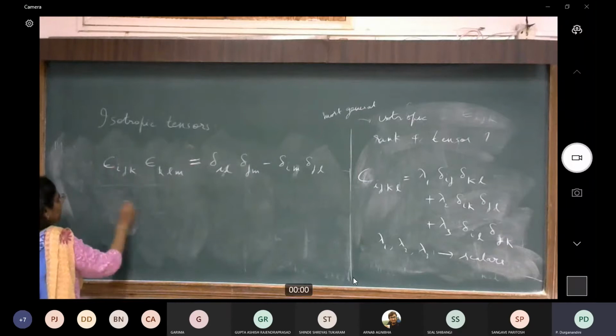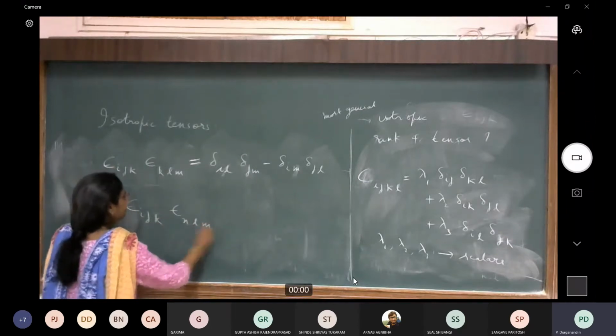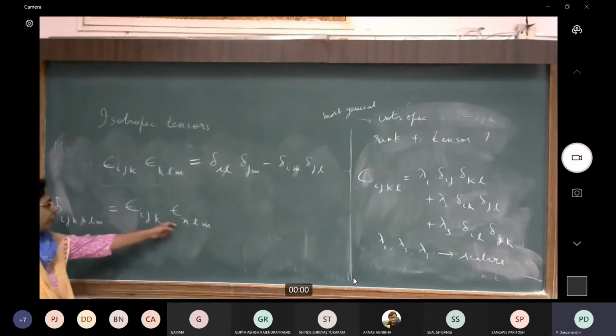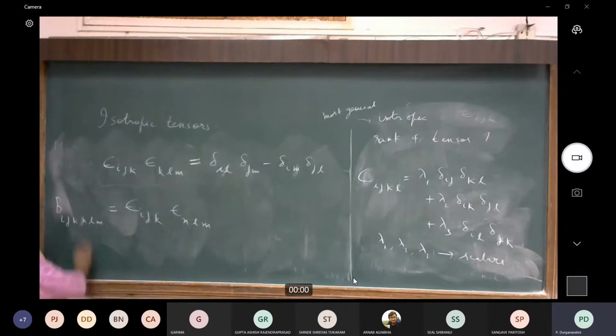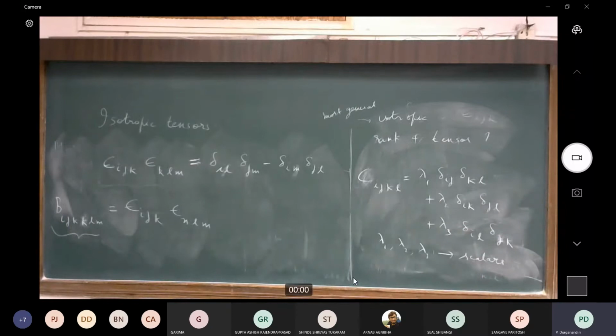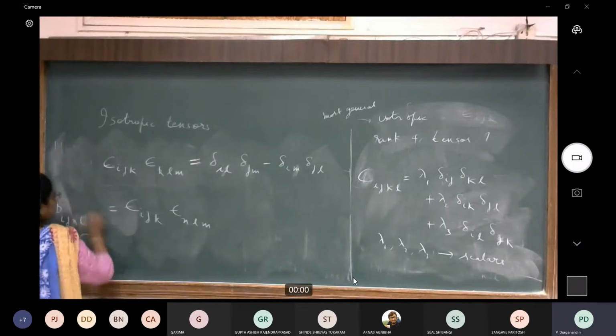So take epsilon ijk, epsilon lmn. This by definition must be a 6th rank tensor, because I've combined two 3rd rank tensors. So let's call this b_ijklmn. Now I've contracted this, so by definition this must be a 4th rank tensor, because if you contract a 6th rank tensor in two of its indices, then it must be a 4th rank tensor. Even before I contract, suppose I just did nlm here.